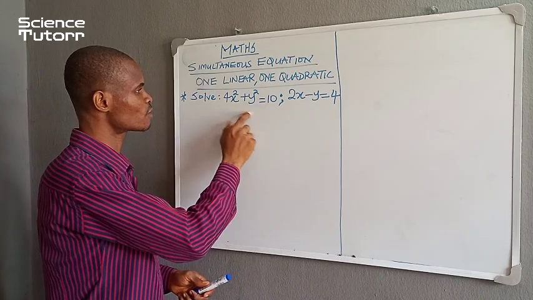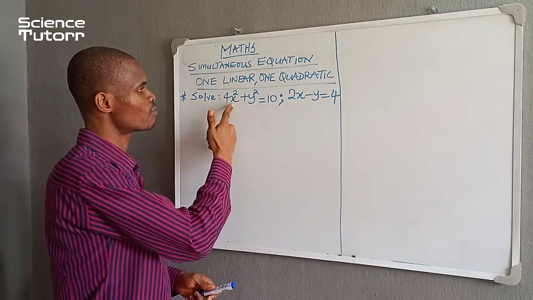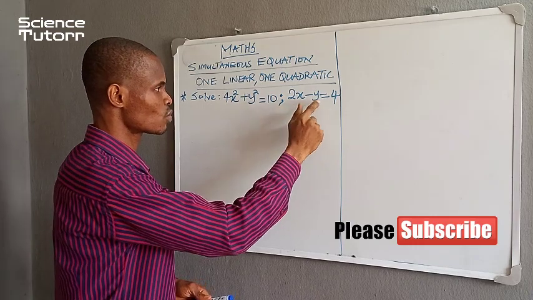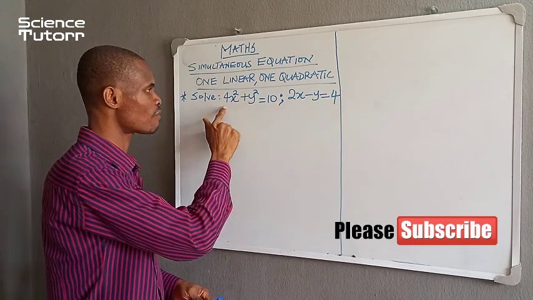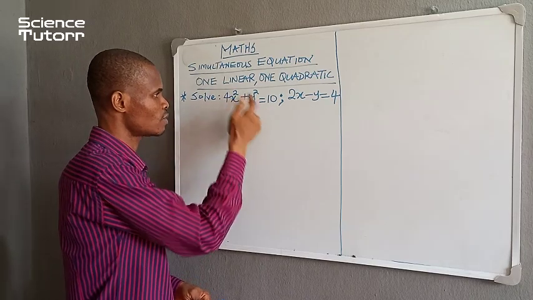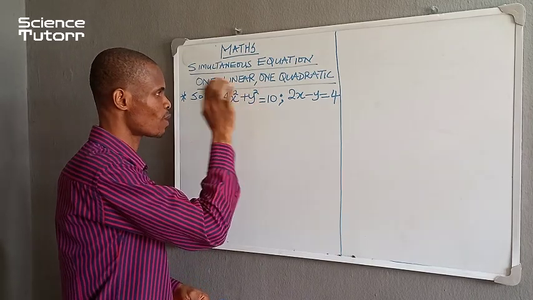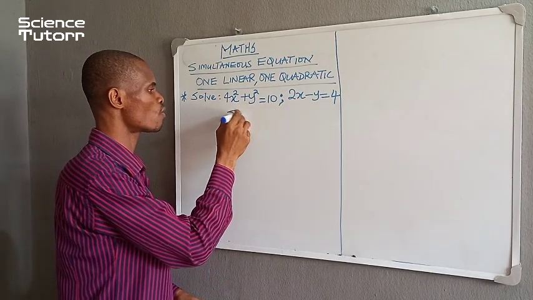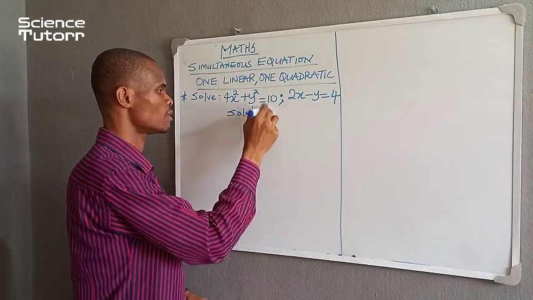Now, if you notice from the question, we have the linear part of the equation. This is a linear, 2x minus y equals 4. And then we have the quadratic part of the equation. You can see x squared, y squared, raised to power 2 has to do with quadratic equation. So how do we solve such a problem?